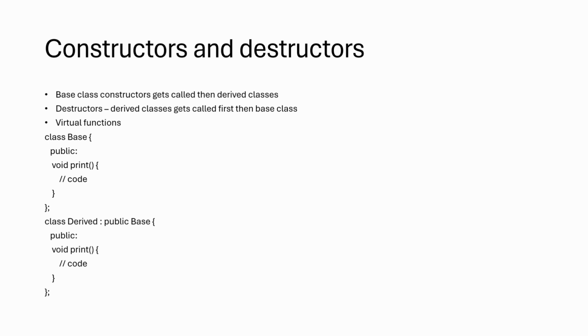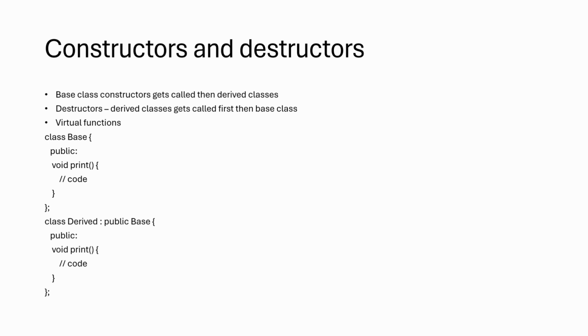But destructors are the opposite. When you end a program, the destructor of the derived class gets called first and then the base class. So when you complete the main driver for the dog class, you're done with using the dog class. The dog class destructor is going to get called first, and then the animal gets called next. Keep this in mind, okay? It's opposite for constructors versus destructors.